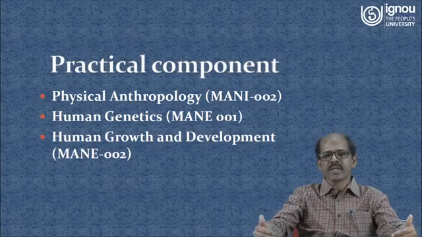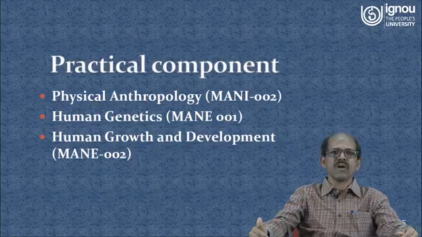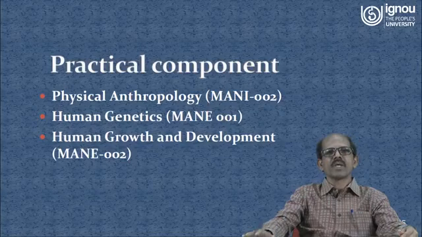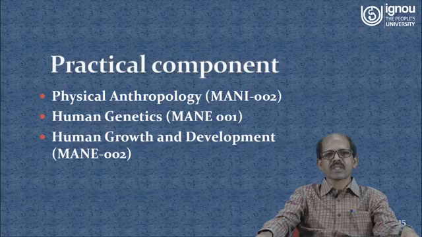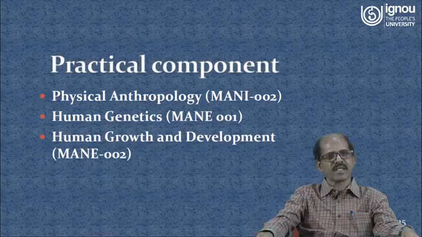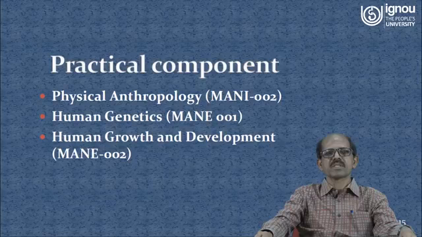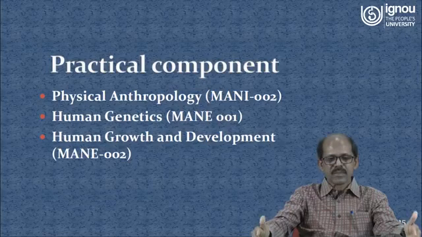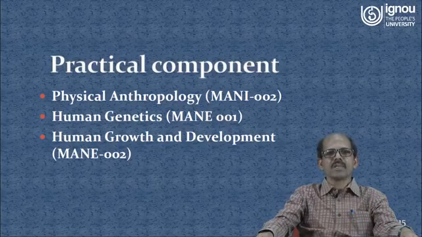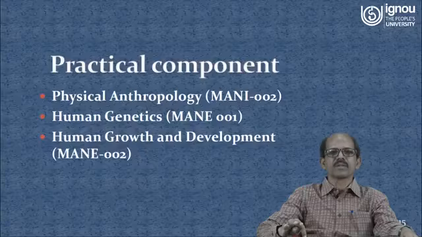So far we have discussed the project component. Now, let us discuss the practical component that is involved in the program. I stated in the beginning that this practical component is involved in 3 courses. Physical anthropology in the first year, it is a compulsory course. Human genetics, human growth and development, these 2 are the optional courses in the second year. In these 3 courses, the practical component is involved.